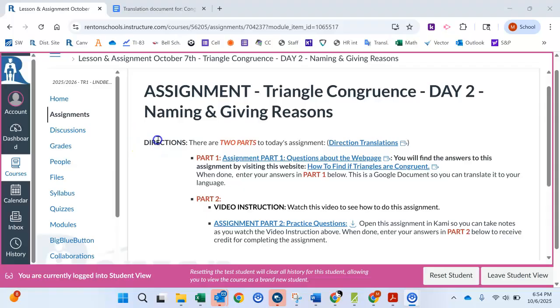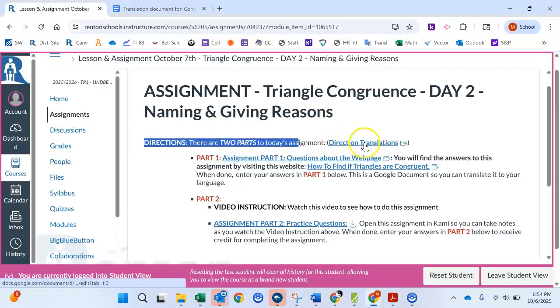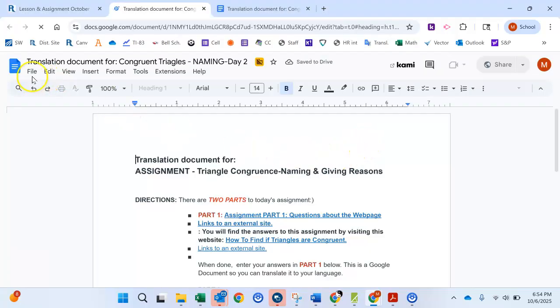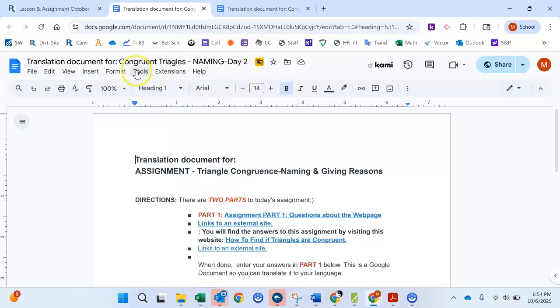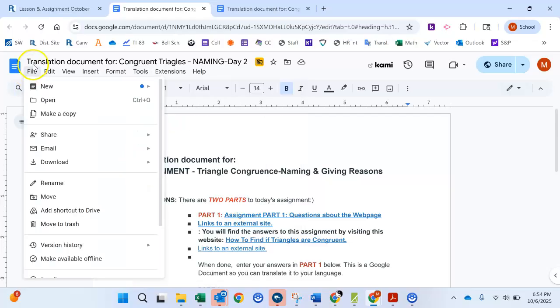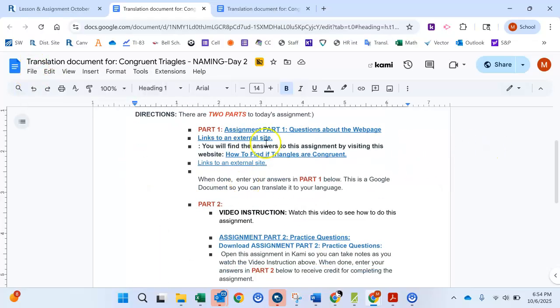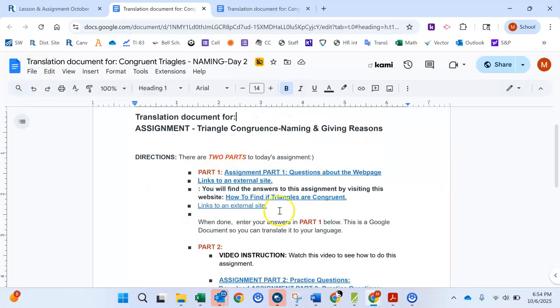The first thing you want to do is make sure you read the directions and that there's 2 parts to today's assignment. If you need a translation of today's directions, please click this. Remember, you can make a copy, and then after you make a copy, you can do a translation over here. But you have to make a copy first, so make sure you understand the directions. There are 2 parts to the directions today.